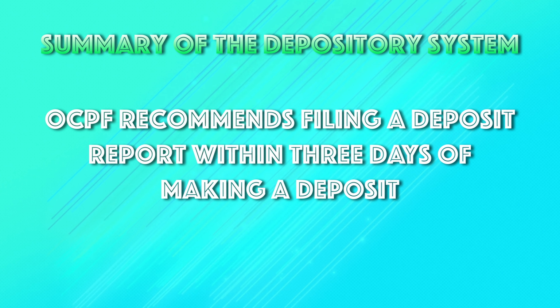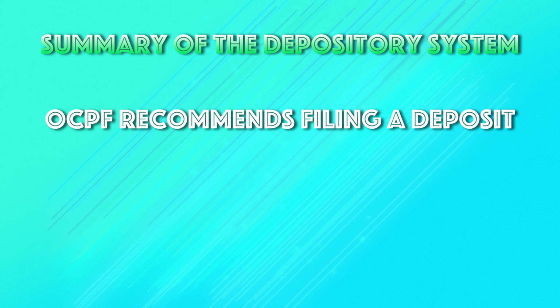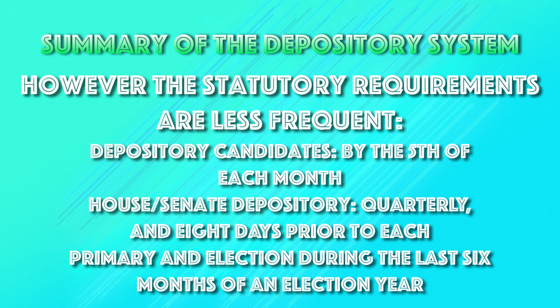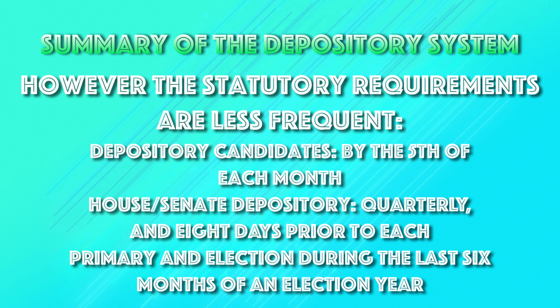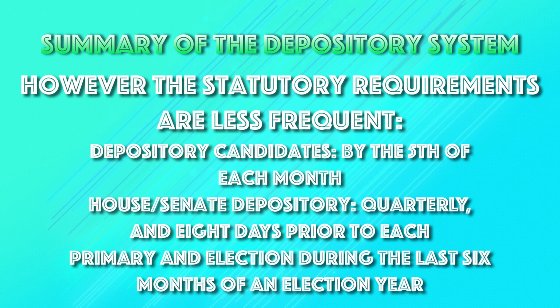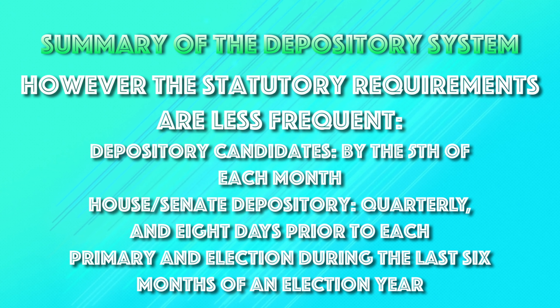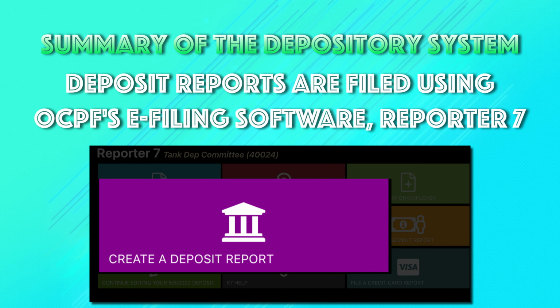OCPF recommends filing a deposit report within 3 days of making a deposit. However, the statutory requirements are less frequent. For traditional depository candidates, deposit reports are due by the 5th of each month. For House and Senate candidates, deposit reports are due quarterly and 8 days prior to each primary and election during the last 6 months of an election year. Deposit reports are filed using OCPF's e-filing software, Reporter 7.